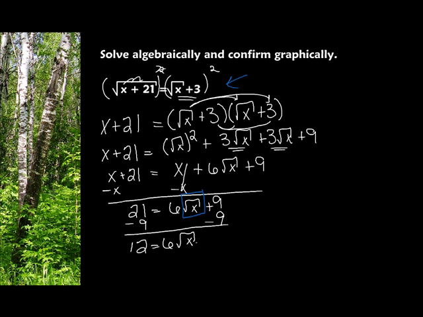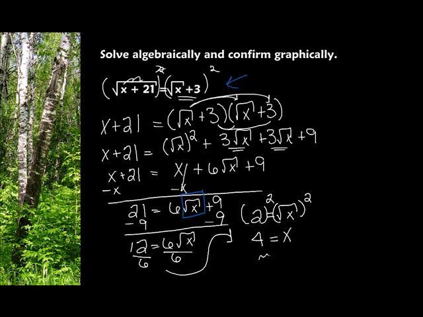Now I want to get the square root of x by itself, so I'm going to divide by 6. So I'm running out of room, so I better put this over here. So 12 divided by 6 is 2 equals the square root of x. Now once again, I need to get rid of the square root of x. So I'm going to square both sides. 2 squared is 4, and the square root of x squared is x. So I think this is my answer.